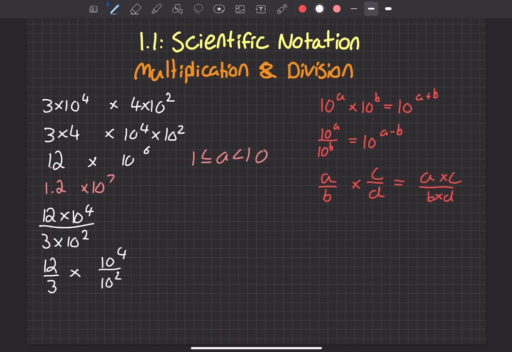And this 12 divided by 3 becomes 4. And this 10 to the power of 4 divided by 10 to the power of 2, using this here, would be 10 to the power of 2. And this is actually your answer. So let's put it in pink. Maybe 4 times 10 to the power of 2. And this is your multiplication and division. They're really straightforward as long as you know your index laws. Again, if you don't know how we did this, you can watch Unit 1.5, which covers exactly how we got all the index laws.